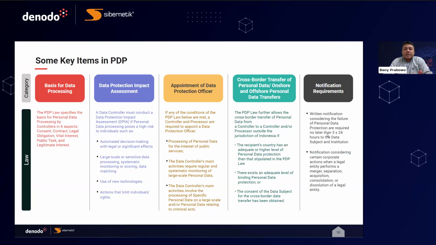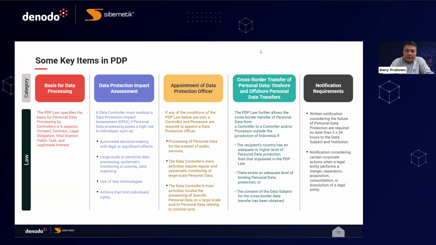The law also regulates cross-border data. Personal data can be transferred outside Indonesia only if the recipient country offers equal or better protection standards, or if there is a legally binding agreement in place, or if a data subject has given explicit consent.